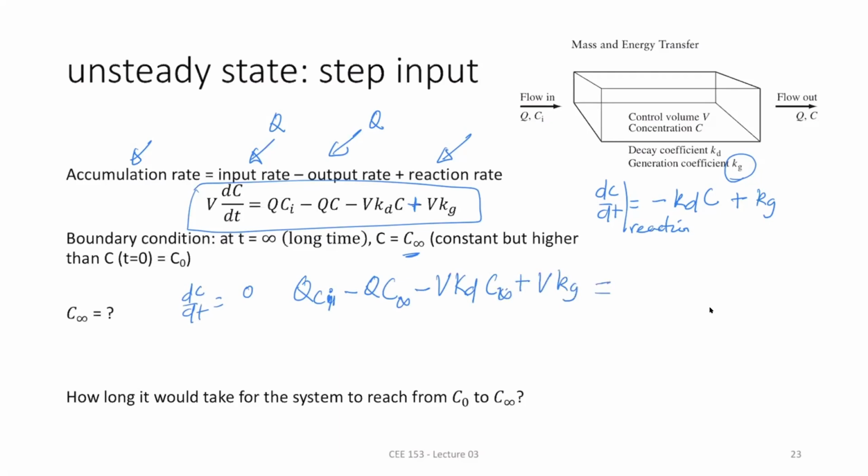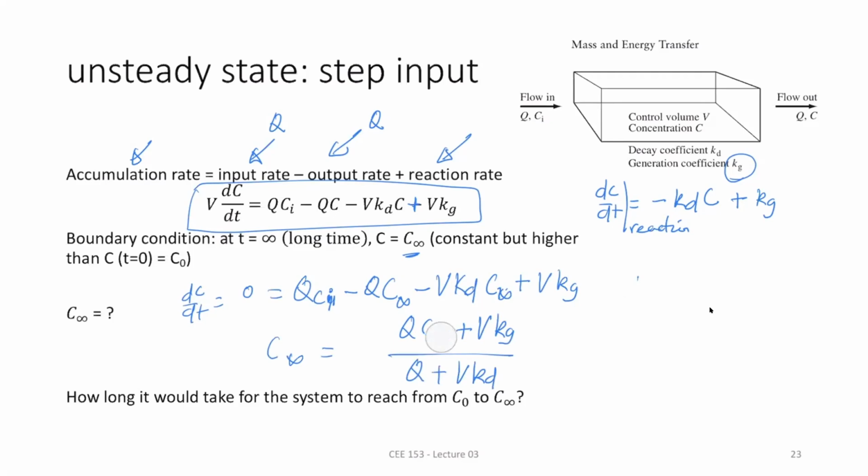So equal to 0. Okay. So that means you can solve for what that infinity is, meaning what that concentration would be after a long time. So if I write this value here, C infinity equals (QCI plus VKG) over (Q plus VKD). Okay, just rearranging the equation, you will get this number.